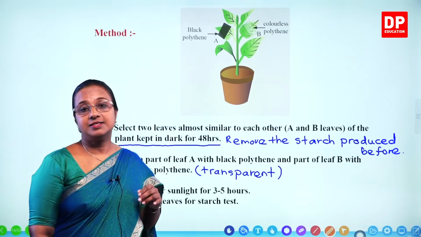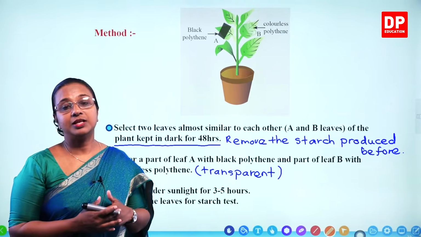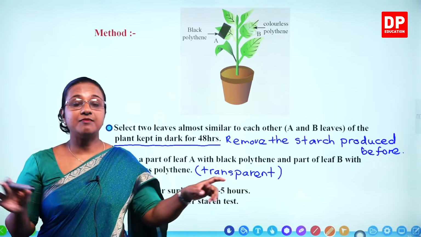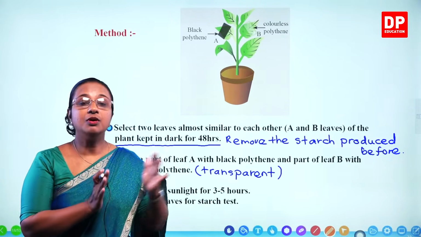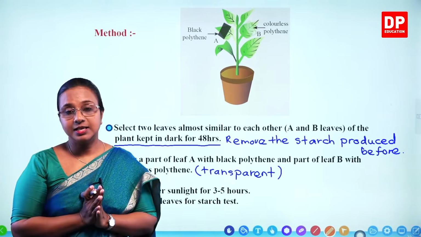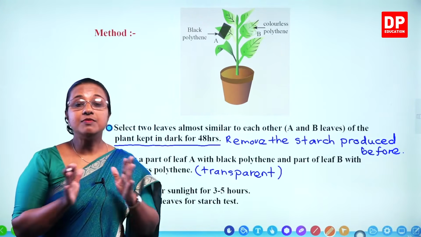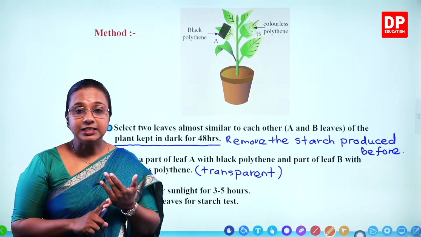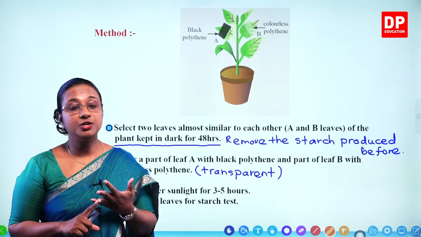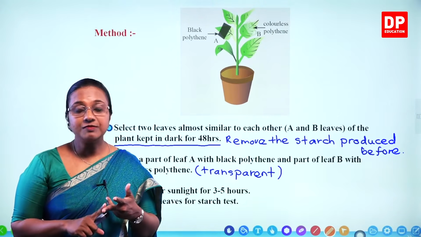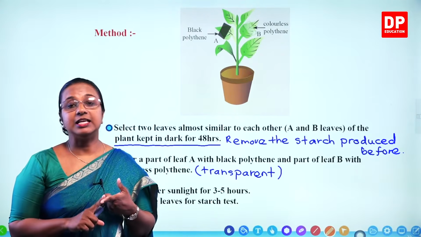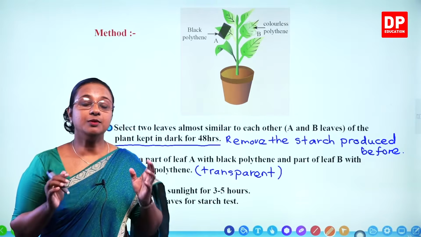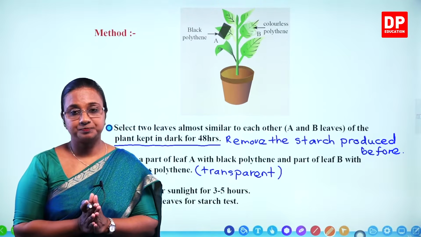Once that is done, we bring the plant back to the lab and pluck the two leaves. We make sure that we have them separately and we know which is leaf A and which is leaf B. Then we do the preparation of the leaf: boiling it in water, boiling it in alcohol using a water bath, then washing with water, and finally we test with iodine solution to see whether there is starch.